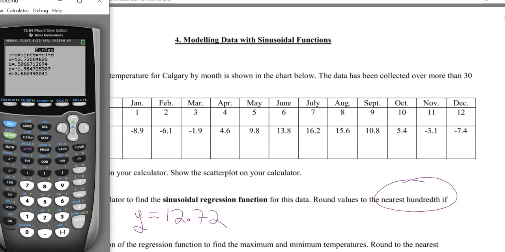12.72. So this gives you the format A times sine, so 12.72 sine, bracket, B, so we'll go 0.51, because we're rounding, x, plus C, so C is negative, so we're just going to go minus 1.98. And then plus D, so plus 3.65.